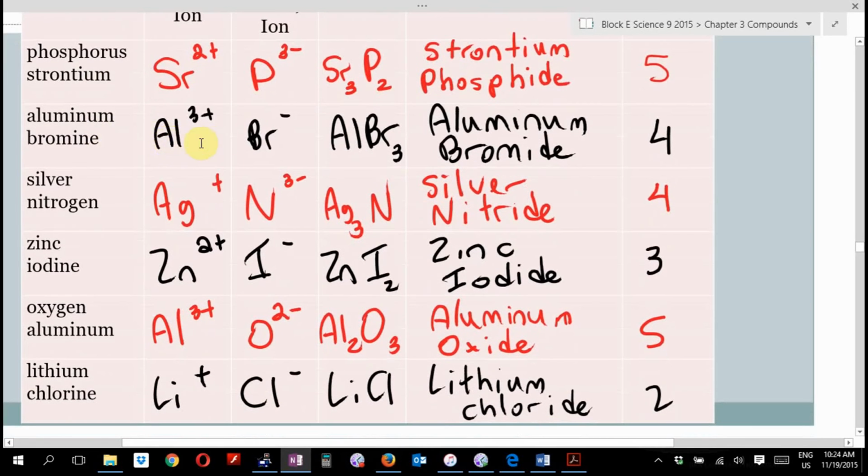All right, I got AlBr3, aluminum bromide, 4 atoms. I got Ag3N, silver nitride, 4 atoms. I got zinc, ZnI2, zinc iodide, 3 atoms. Al2O3, aluminum oxide, 5 atoms. LiCl, lithium chloride, 2 atoms. Is that right? Okay.